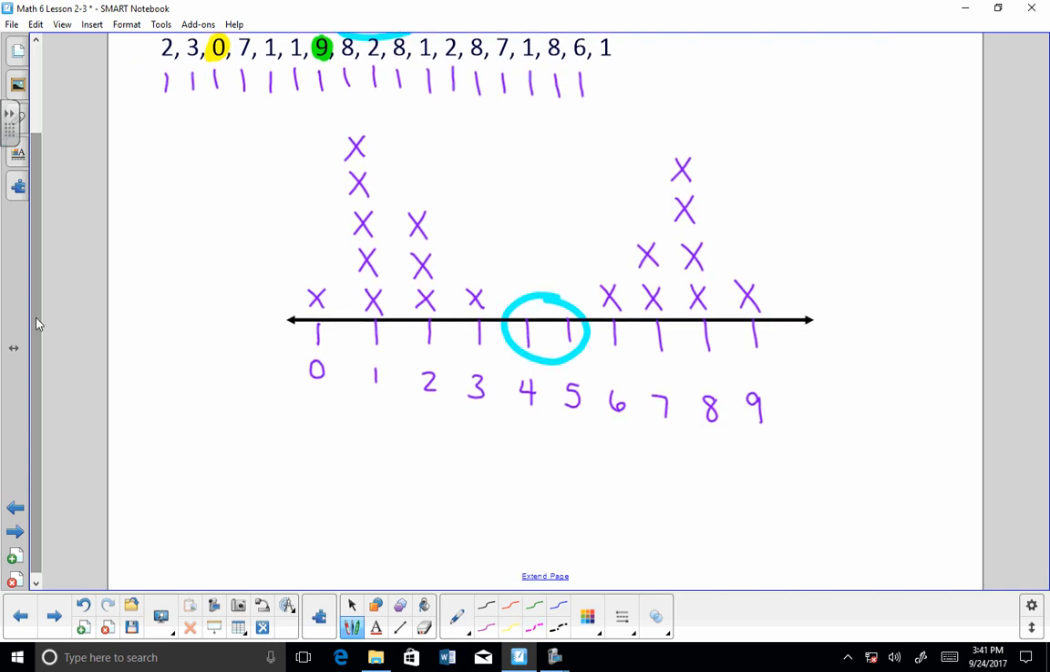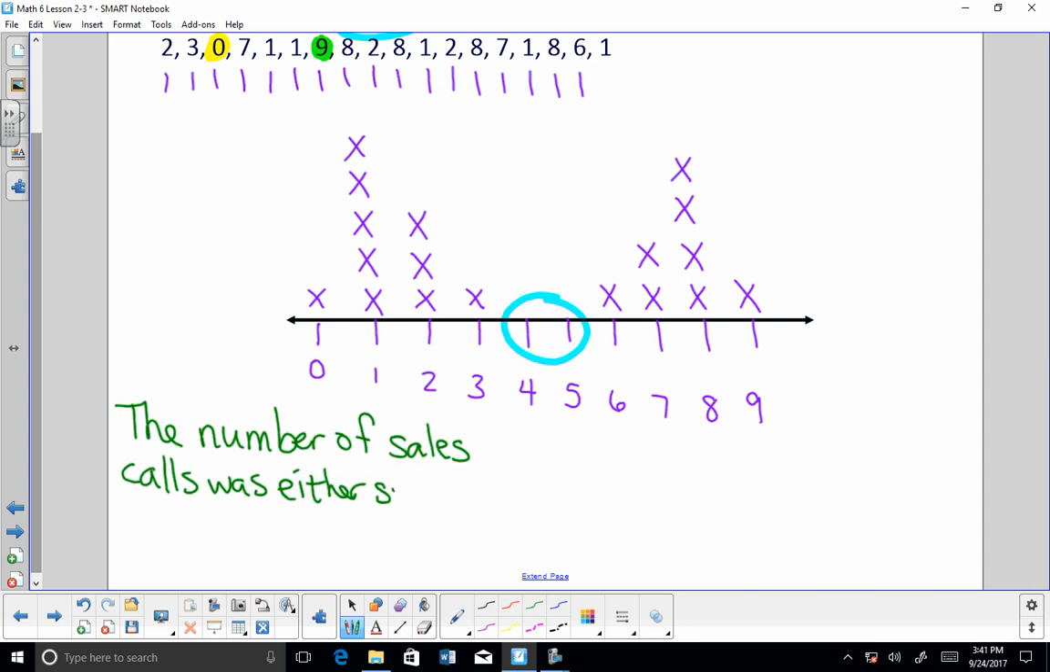Okay. So the number of sales calls was either small, between 0 to 3, or large, between 6 and 9. Okay. There were no middle number of sales calls.